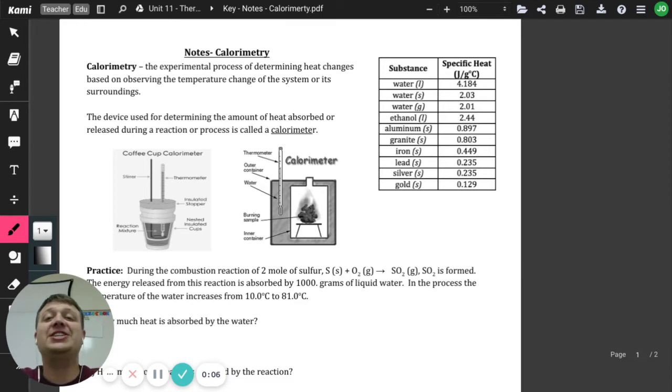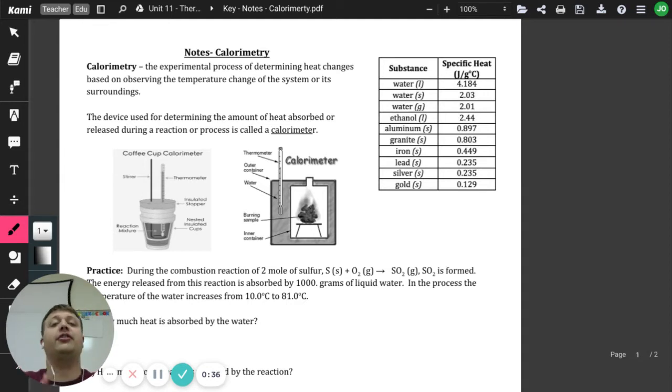Today we are going to be finishing up Unit 11 over thermochemistry, and we are going to be covering what is called calorimetry. So what is calorimetry? Well, calorimetry is this experimental process that we use to determine a temperature change from the system to the surroundings or from the surroundings to the system. So basically what we're trying to figure out is how energy is moving, typically during a chemical reaction. All right, so transfer of energy.